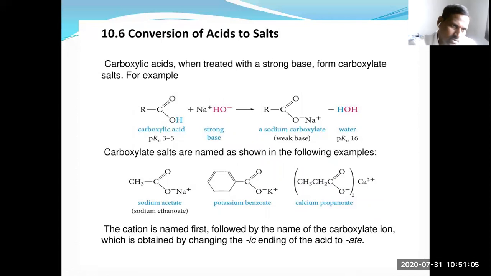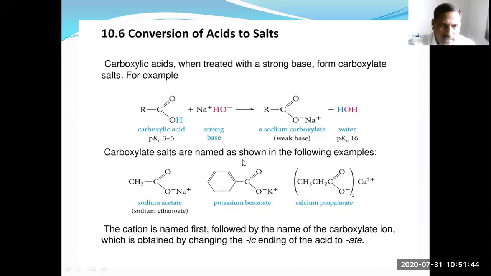So, conversion of acids to salts. Carboxylic acids are acids. They lose the proton very easily. So these acids react immediately with bases. That means sodium hydroxide, which is a base, converts them into sodium carboxylate.